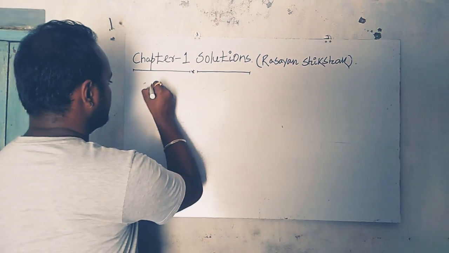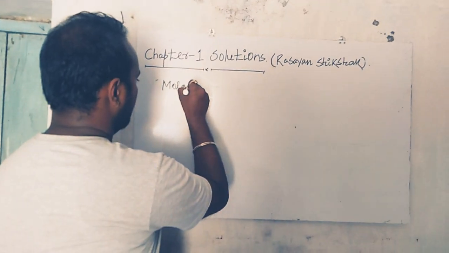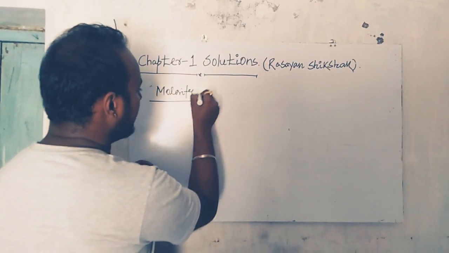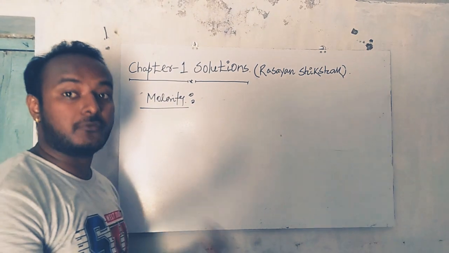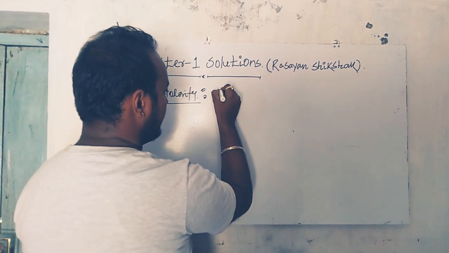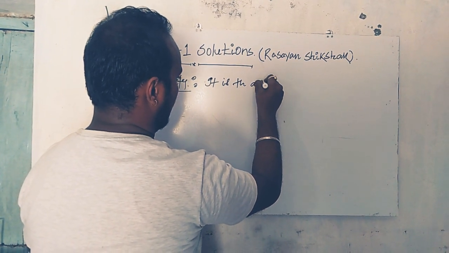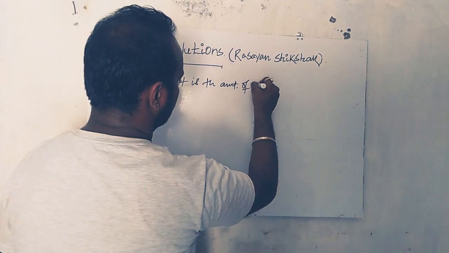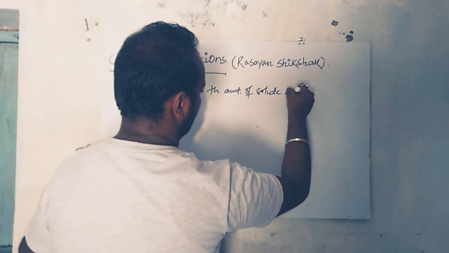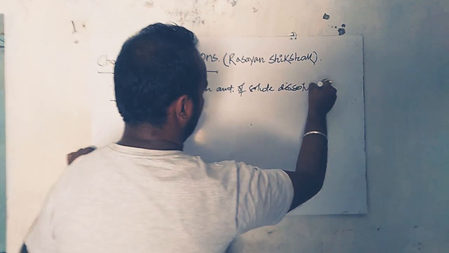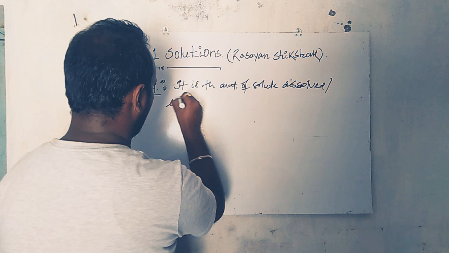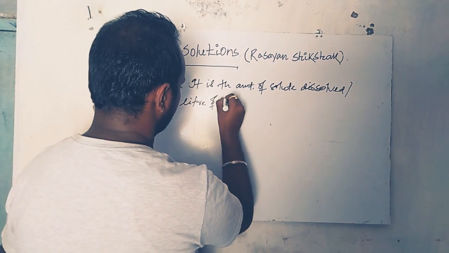Let us go to another parameter, that is molarity. Now what is molarity? First of all, let us define what is molarity. Molarity is the amount of solute dissolved per liter of solution.